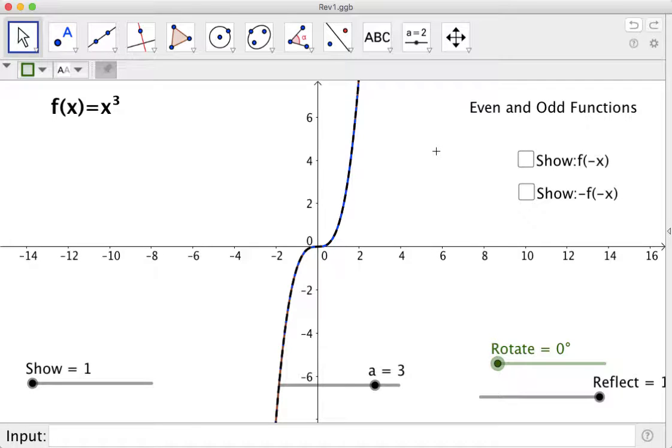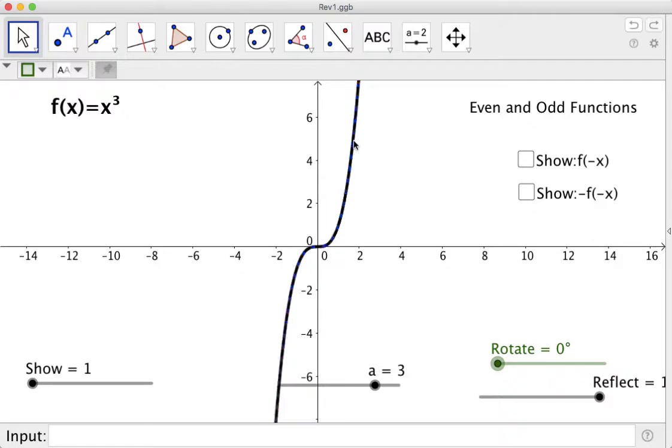So we're going to talk a little bit about even and odd functions. Suppose, for example, we start with the function f of x is equal to x cubed. If we replace every value of x, let's say we replace x is equal to 2 with x is equal to negative 2, what happens to the output of our function?